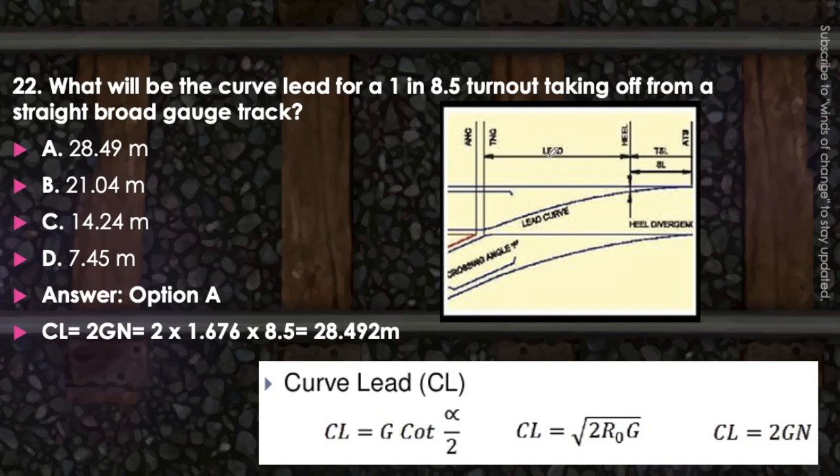Curve lead is the distance between the point of heel divergence to the point of the theoretical nose of crossing. This distance is called the curve lead. The formula for it is 2 into G into N, where G is the gauge length and N is the number of turnout. That is 1 in 8.5, so N will be 8.5. So answer will be 2 into 1.676 into 8.5, it will become 28.492. So option A will be the correct answer.